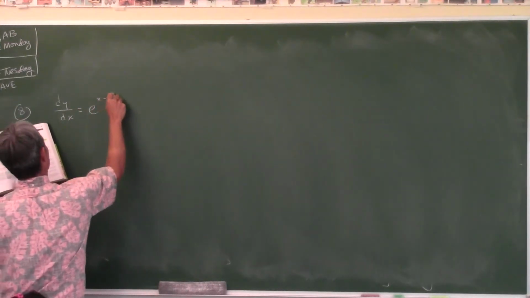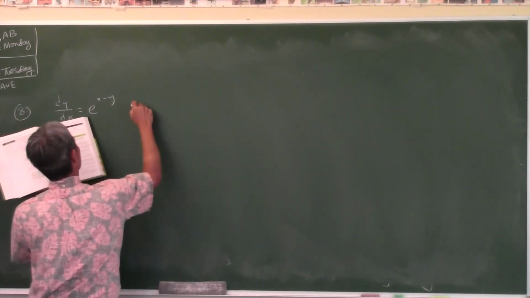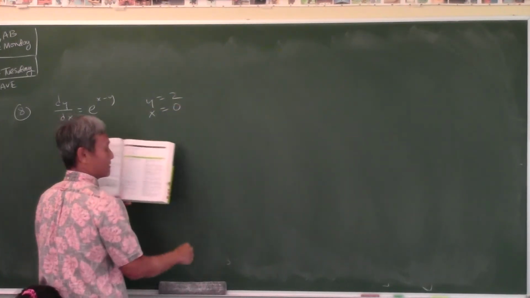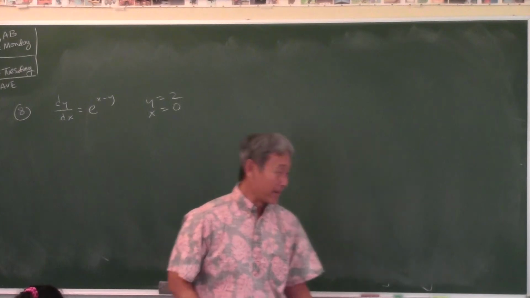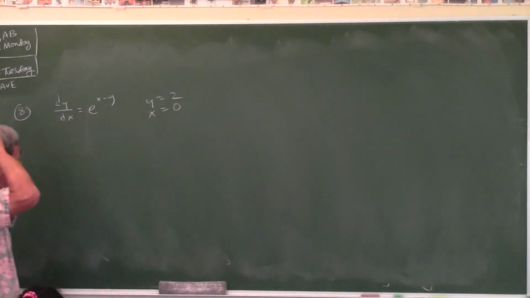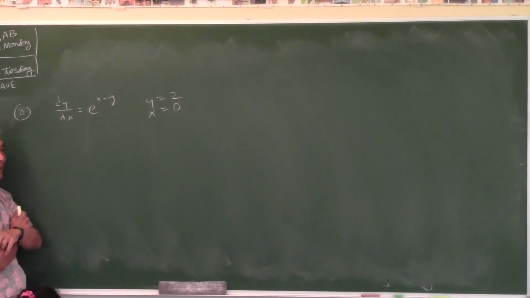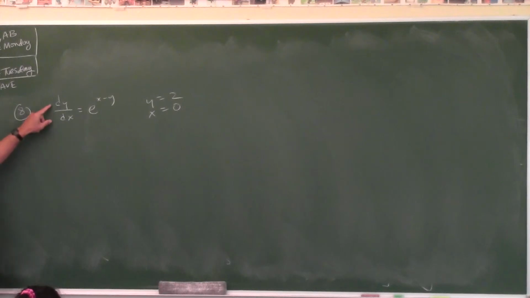I know you. Initial condition, y equals 2 when x equals 0. Okay, here we go. Here's the hardest part of the whole problem. I see x's and y's on this side, so I need to separate the variables. No, you can't ln both sides. Because you need.